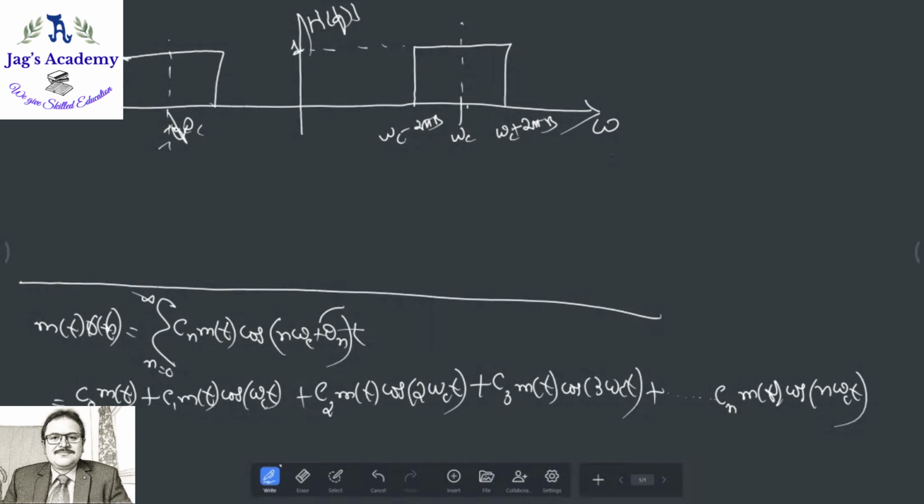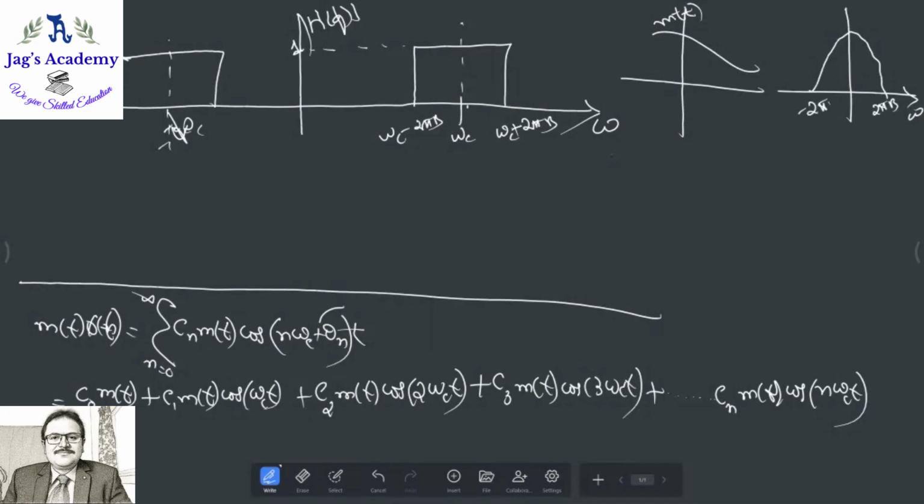Now, can you draw the spectrum of this? Suppose this is your m of t, spectrum of m of t, for example, this is omega, this is 2 pi B, this is minus 2 pi B. Suppose this is the spectrum, this is M of f. Assume this to be M of f. Right. Now, see here, this is very important to understand. If you understand this concept, you can understand anything in communication systems. These are Fourier transform pairs.